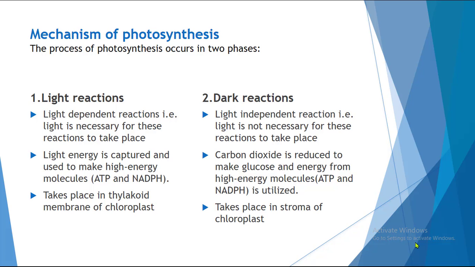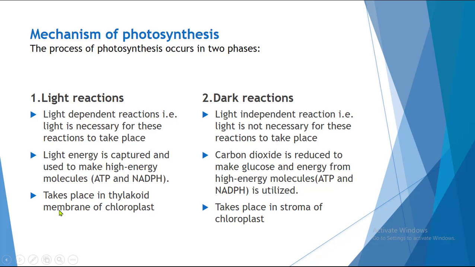You already know that the process of photosynthesis is divided into two major phases: light reactions and dark reactions. Why have they been named light reactions and dark reactions? Because light reactions are light dependent reactions, that is, light is necessary for these reactions to take place. On the other hand, dark reactions have been named so because they are light independent reactions and light is not necessary for these reactions to take place.